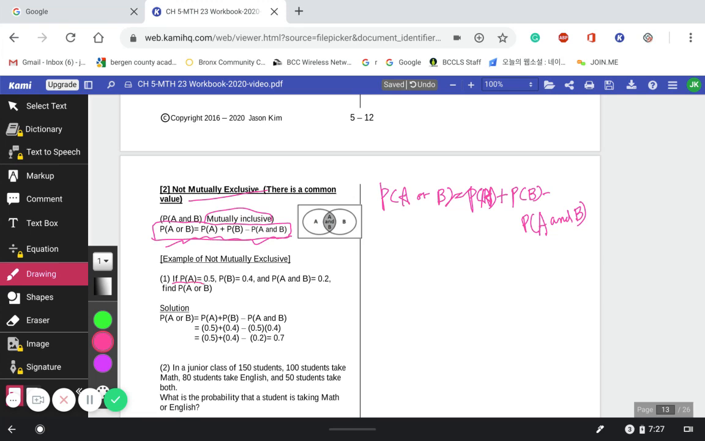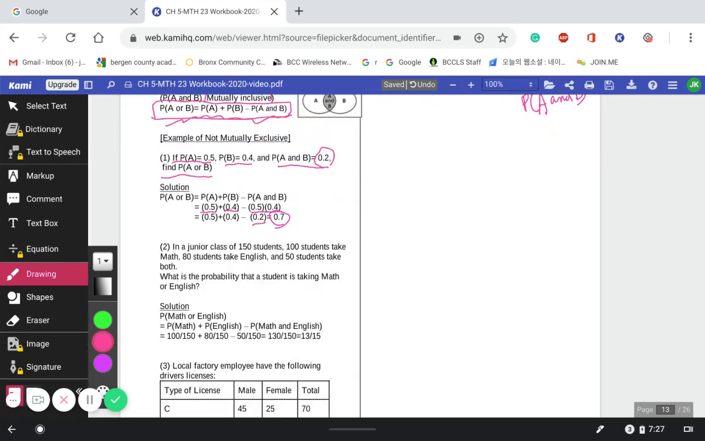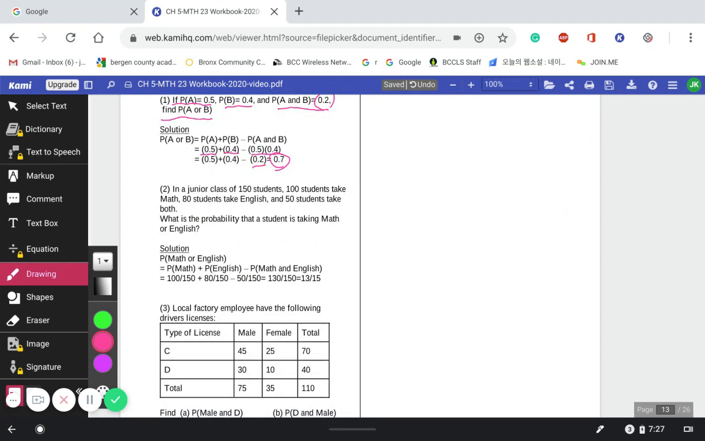So if probability A is 0.5, probability B is 0.4, and probability of A and B is 0.2, this means that there was a common area. Then to find the probability of A or B, you add probability A with probability B and take away the common area, probability of A and B, which is 0.2. Then you end up with 0.7. So let's look at the word problem, see if it makes sense.